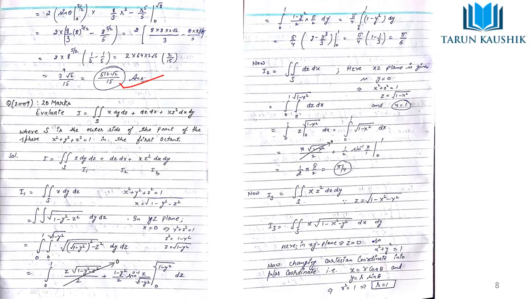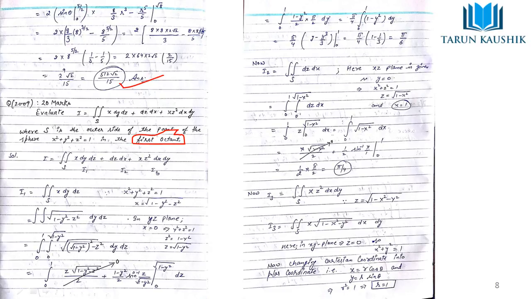Again, in 2009 for 20 marks, I equals x dy dz, dz dx plus x z square dx dy. S is the outer side of the part of the sphere x square plus y square plus z square equals 1 in the first octant. Here mind it, in the first octant. We have already discussed that it will become an octant, meaning 8 parts, but we are required to calculate only the first portion. Only one integration we have to do.